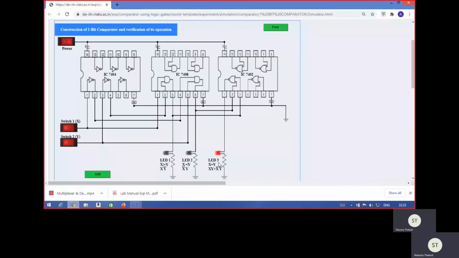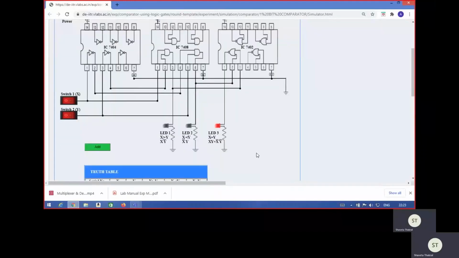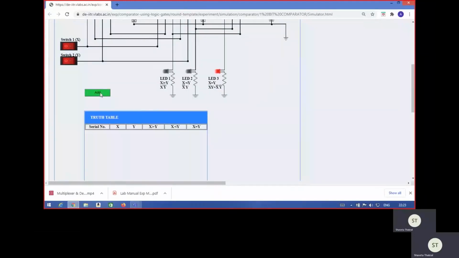So we can see the third LED starts glowing as soon as we switch on the power and x is equal to 0 and y is equal to 0. So LED 3 starts glowing. So we can add this combination to the truth table. X is 0, y is 0, and the decision is x is equal to y.